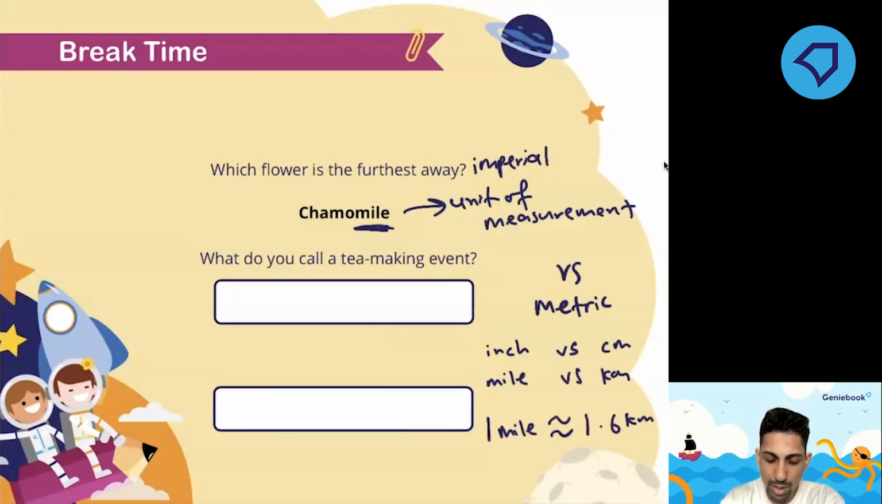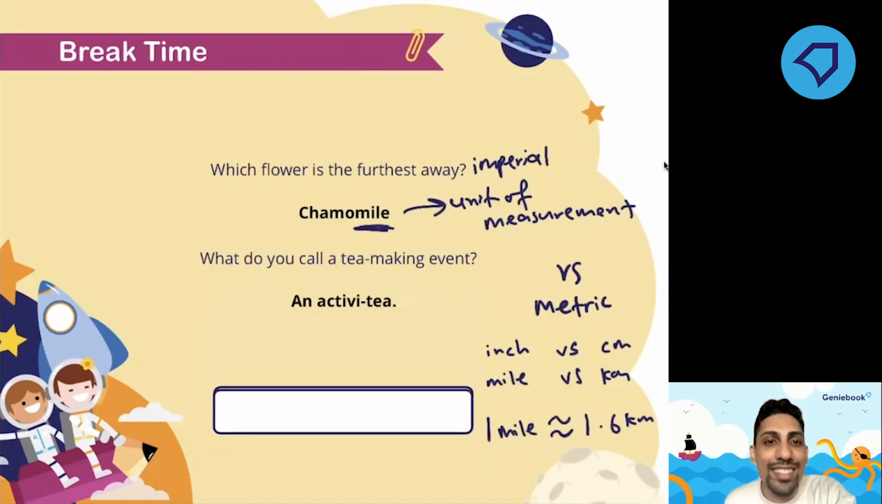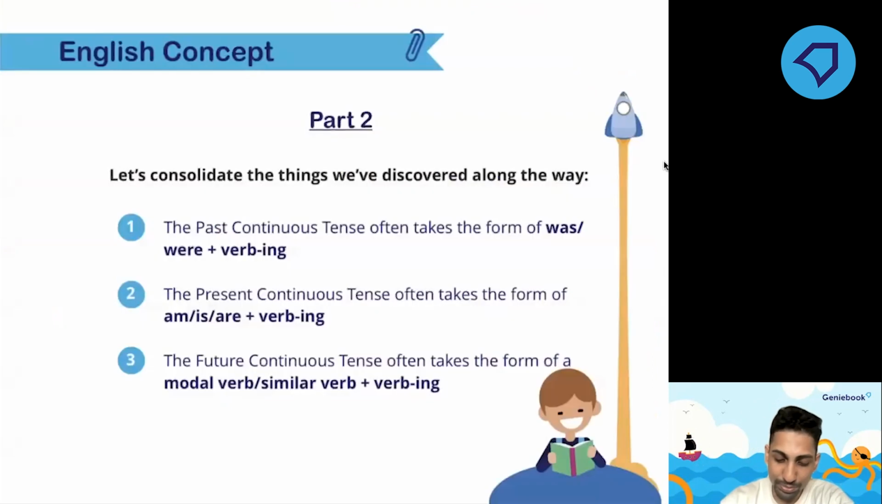Okay, so next one. What do you call a tea making event? Everybody knows the answer. What is going on? Why? An activity. Activity. Okay, let's carry on.